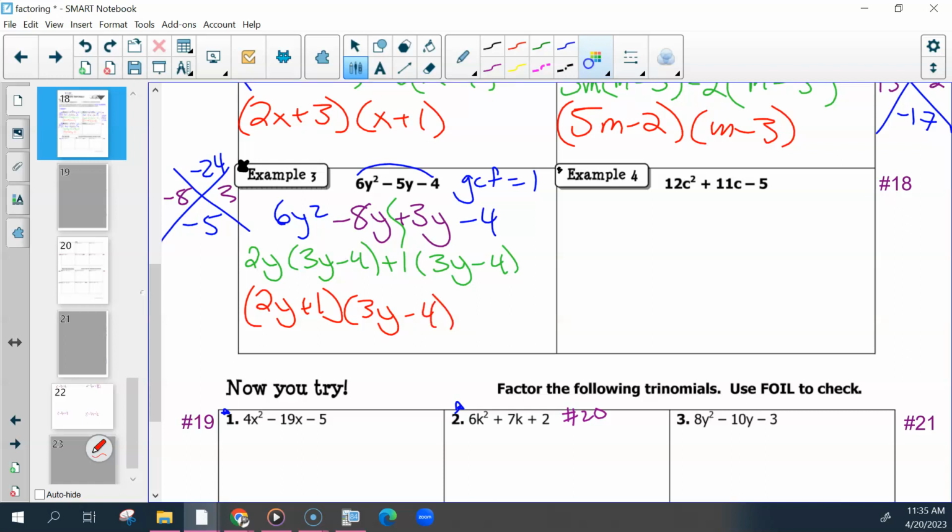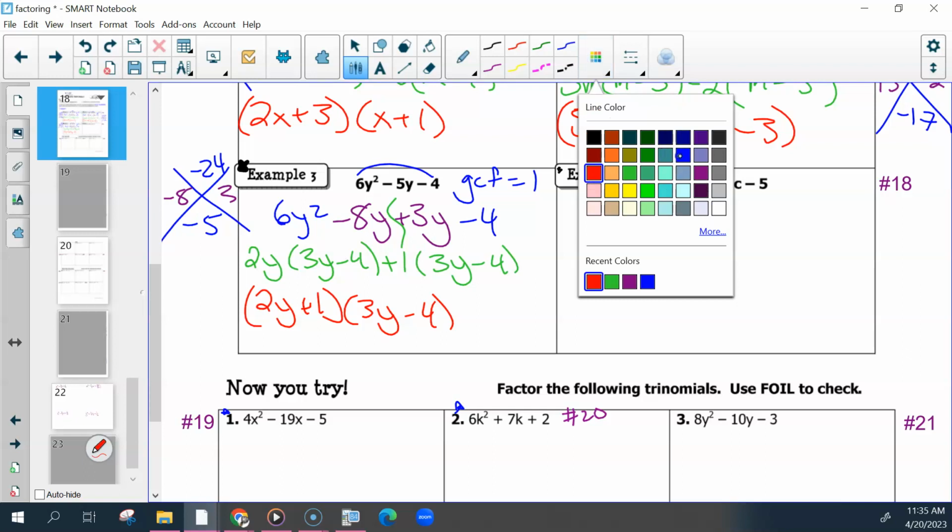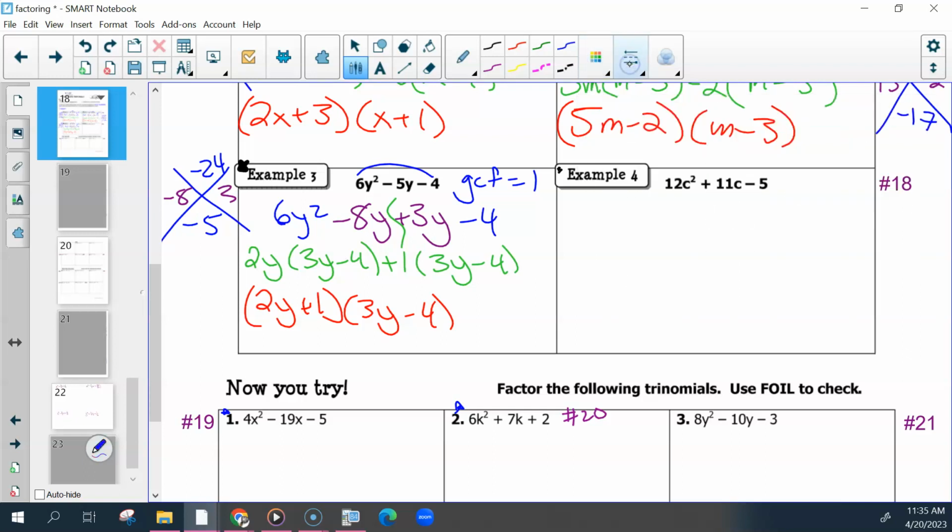Do we have any questions so far about any of this? Going on to example 4, same process. Does this have a GCF? This one again. Multiply 12 and negative 5. What would that give us?